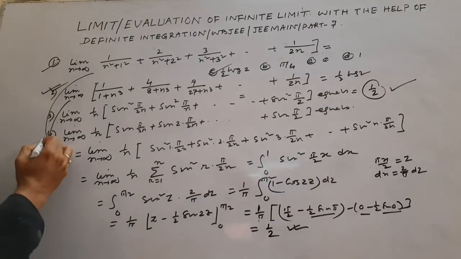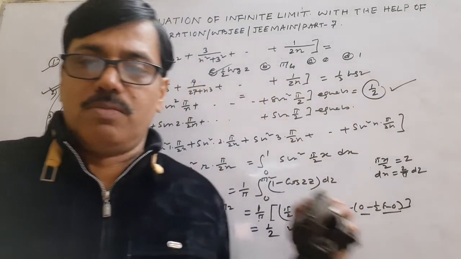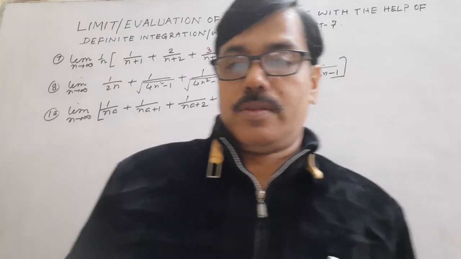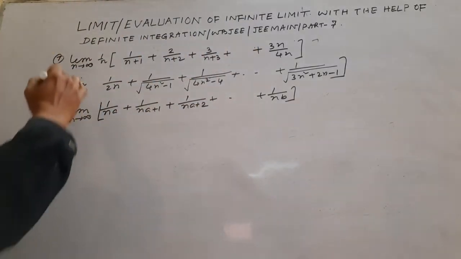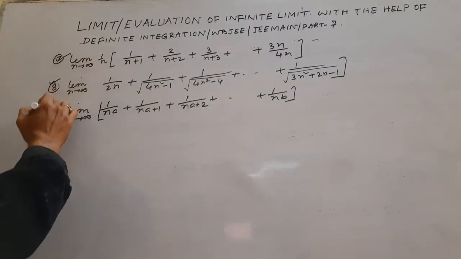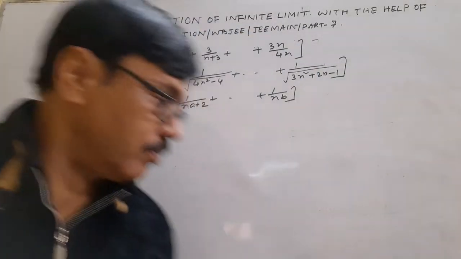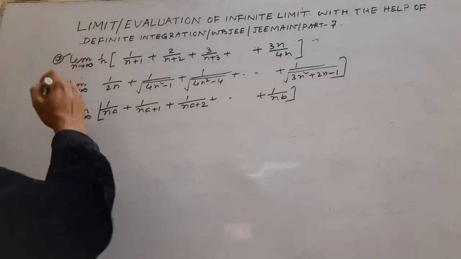So fourth one is exactly the same. You try to solve, very simple. Now consider 3 more problems, 7, 8 and 12. So consider problem number 7.